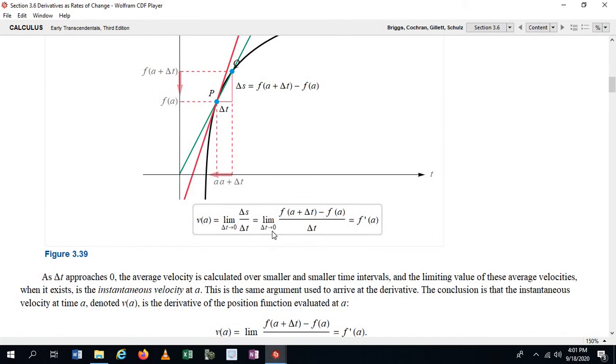And of course, you can write this limit, delta s is the displacement, right, which is equal to this. So you could also write it like that. And this is actually the definition of the derivative of the function. So this is also the derivative of the function evaluated at a.